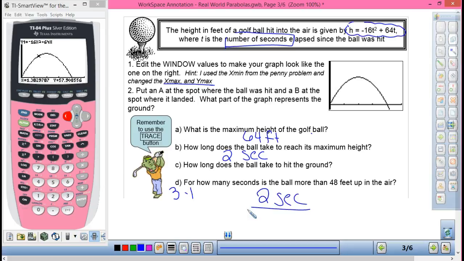Okay, so some of these problems are going to make you think a little bit. You're not going to be able to just pick out your answer, right?